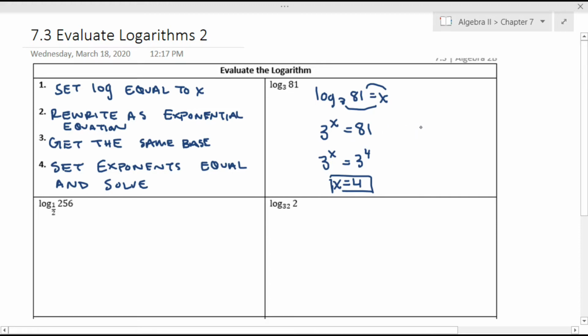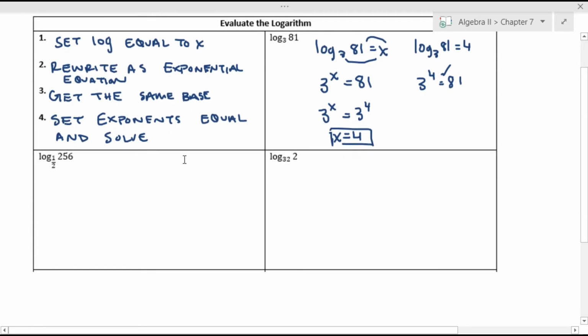If we plug it in here, is 3 to the 4th equal to 81? Is log base 3 of 81 equal to 4? 3 to the 4th is 81. That's the swoop to 3 to the 4th is 81. Check. It does work. Yay! Okay. Let's do another one.